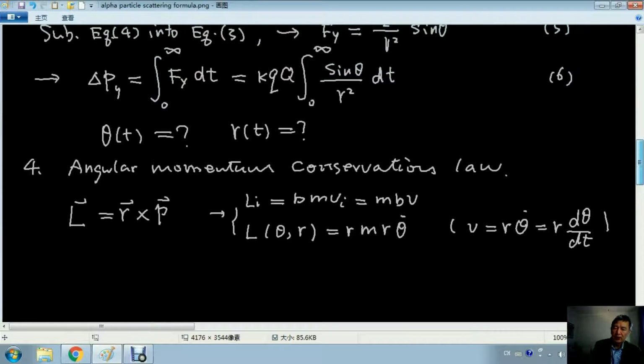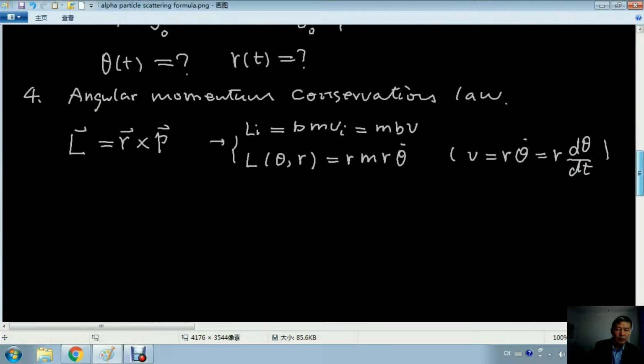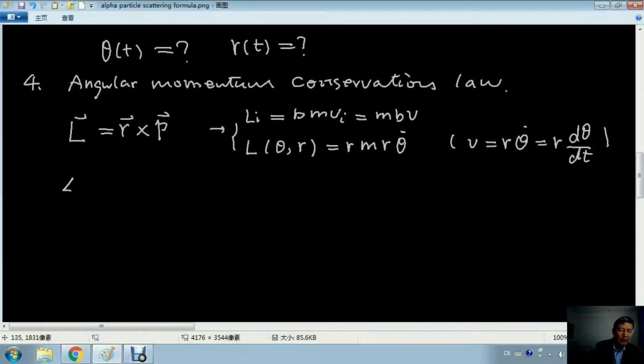Because the force is a central force, the angular momentum is always conserved. So in other words, at any moment, the change of the angular momentum is always zero. So that is the conservation law of the angular momentum. Because of that, we can argue that the initial momentum is equal to the momentum at any position. So we can argue that m b v is equal to m r squared d theta dt.